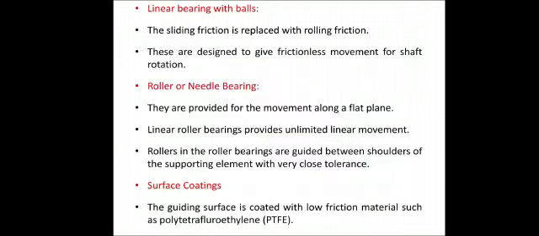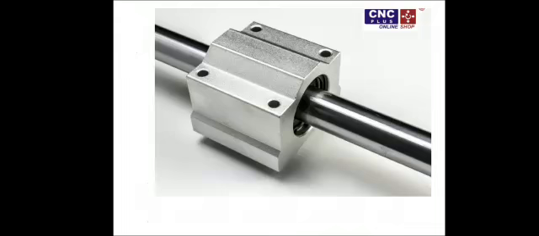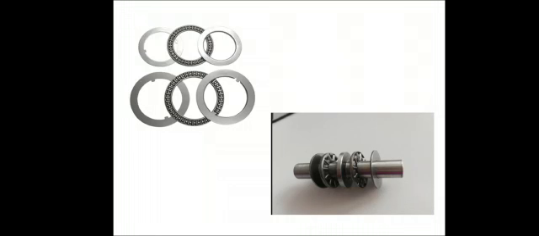Next one is linear bearing with ball. The sliding friction is replaced with rolling friction. These are designed to give frictionless movement for shaft rotation. In other cases, roller or needle bearings are also used. They are provided for movement along a flat plane. Linear roller bearings provide unlimited linear movement. Rollers in the roller bearings are guided between shoulders of the supporting element with very close tolerance. In some cases, surface coatings are also used. The guiding surface is coated with low friction material such as PTFE.